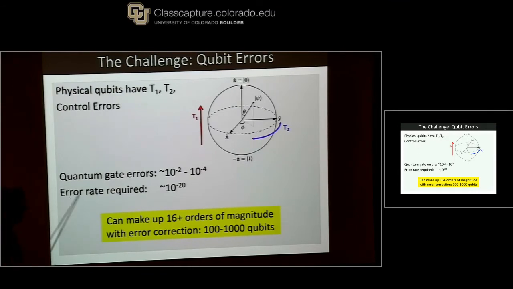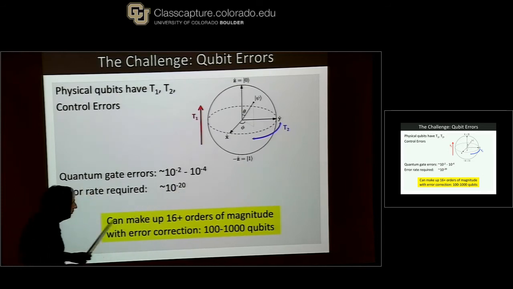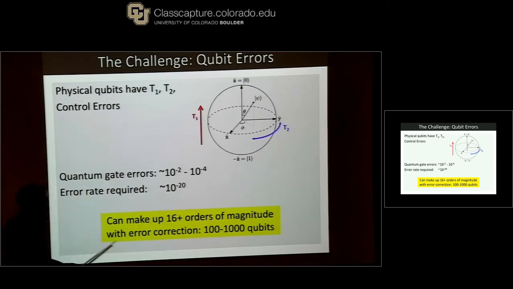So we're going to want error rates that are 10 to the minus 9, 10 to the minus 12, 10 to the minus 15, 10 to the minus 20. We have many orders of magnitude to make up with error correction. Okay, so that's what we need to do. So what I want to talk about is a long-term plan on how we're going to make up many orders of magnitude. 10, 15 orders of magnitude.